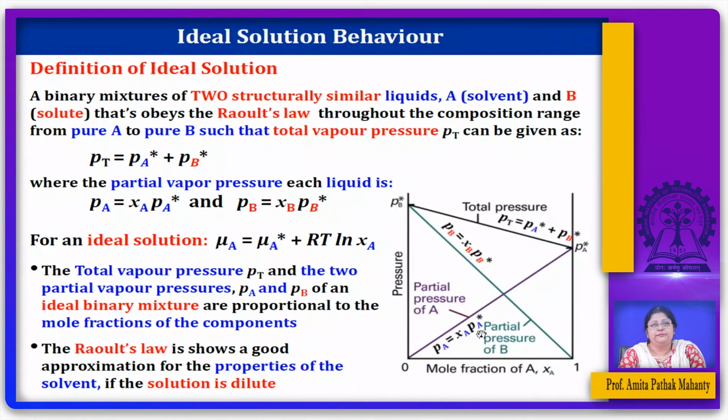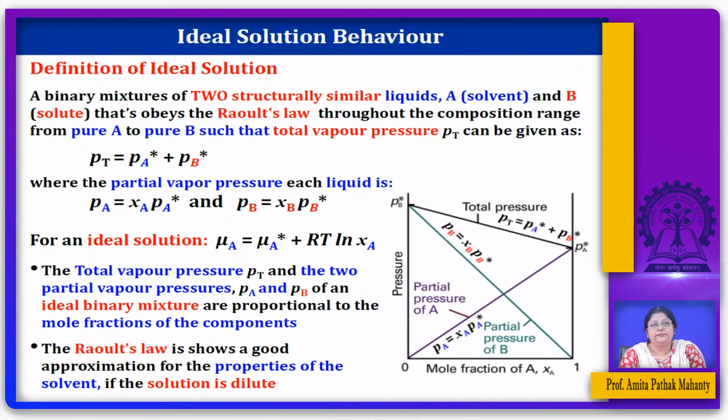Yes, ma'am. Okay. So similarly, if I look at this line, we are changing the mole fraction from this side to this side. So for this line, the slope will again be the vapor pressure of component B in the pure state.